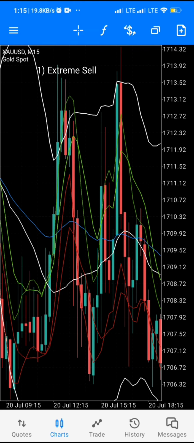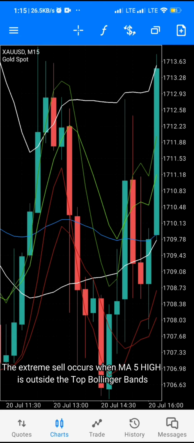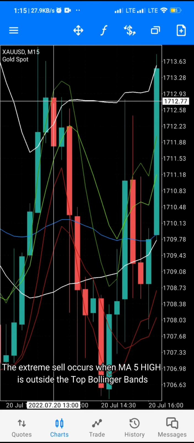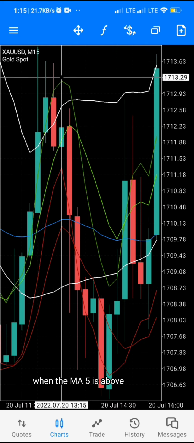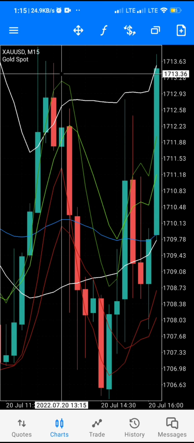So the first setup is the extreme sell. This setup occurs when the MA5 is outside the top Bollinger Bands. So here we have the green line. This is the MA5 high. If this line is above the top Bollinger Bands, this simply indicates it's an early indication of price reversal. It's an early signal and not really strong.